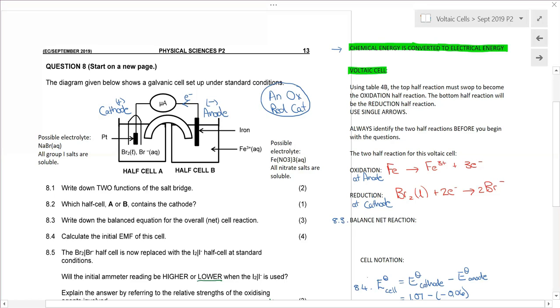If they ask you for a possible electrolyte for this solution, the bromide ions will need positive ions to attach to them because all solutions will always be neutral. Always choose an ion from group 1. We'll need a positive ion, so choose sodium ions or lithium ions or potassium ions, because all group 1 salts are soluble. So then you don't have to learn your solubility rules from grade 10.